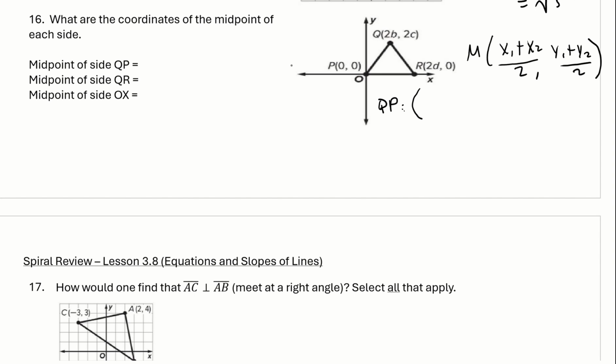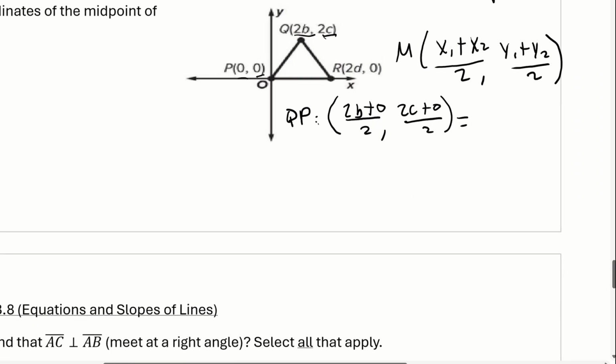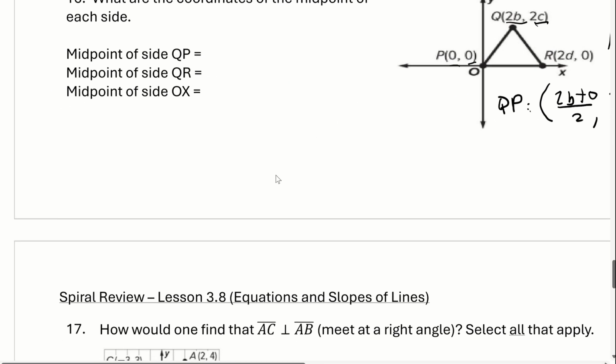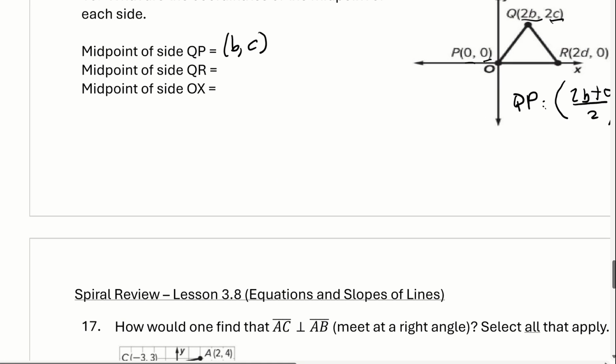For QP, we have the x coordinates for Q and P are 2b and 0. So 2b plus 0 divided by 2. The y coordinates for QP are 2c and 0. So 2c plus 0 divided by 2. Remember that 2b plus 0 is just 2b, and 2c plus 0 is just 2c. Then 2 divided by 2 is 1, so this cancels, and so does this. That gives me b comma c. So the midpoint of QP is b comma c.